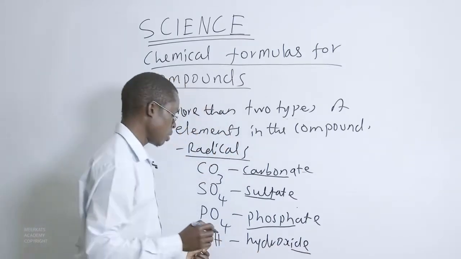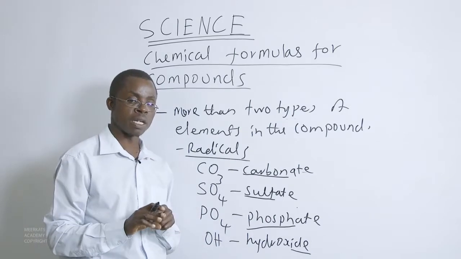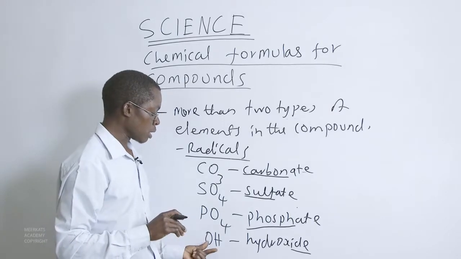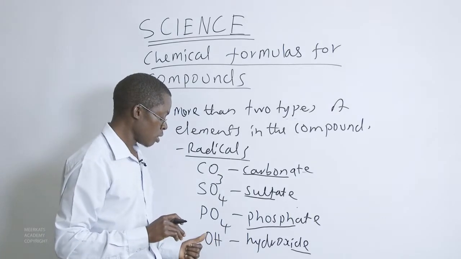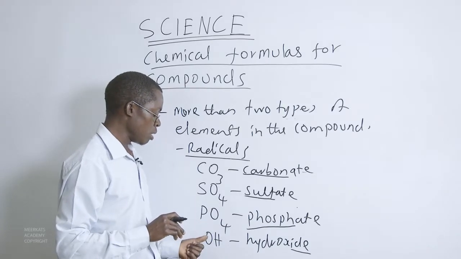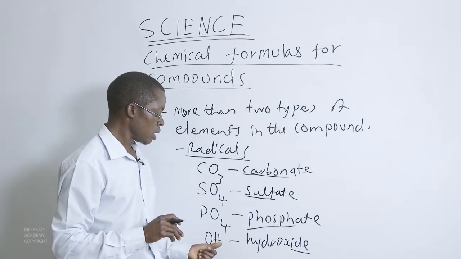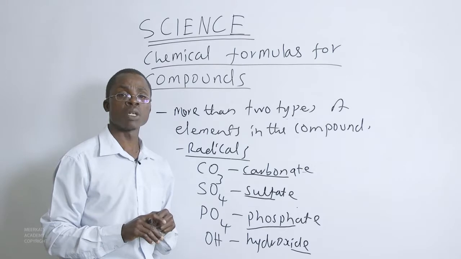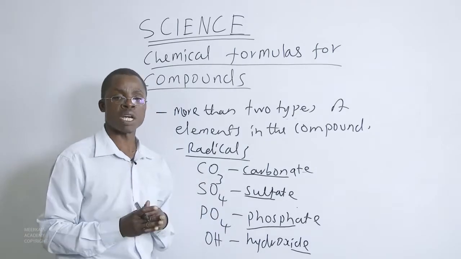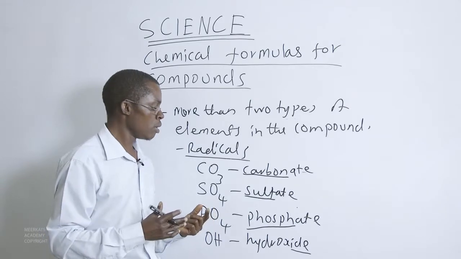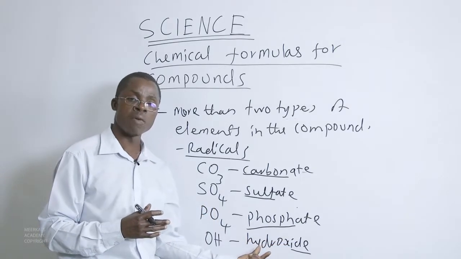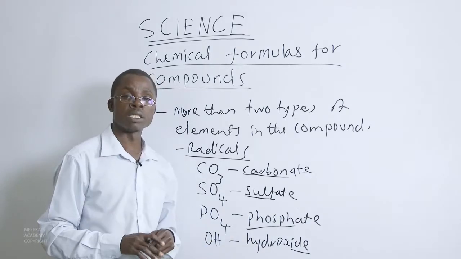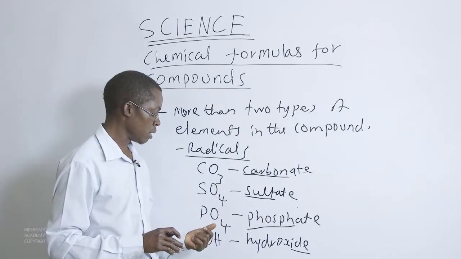Hydroxide. This one is a kind of unique radical, which I need to bring to your attention, that as much as it's a radical, that is two atoms of two elements, the elements being oxygen and hydrogen, it is called hydroxide. Hydro comes from the aspect of being a part of water. It's a special one, and that's why, as you can see, even the naming is a bit unique.